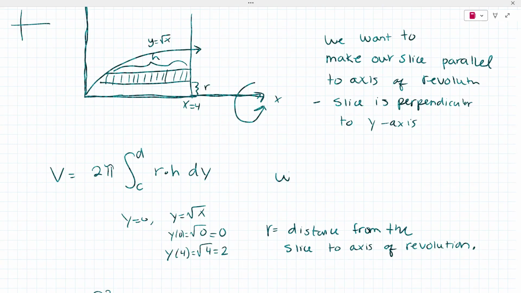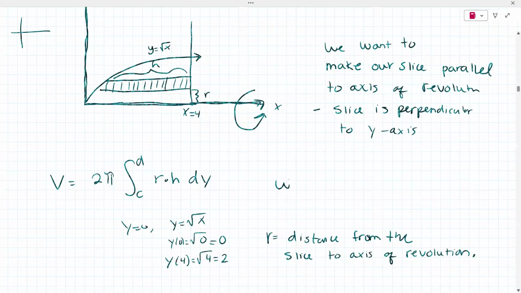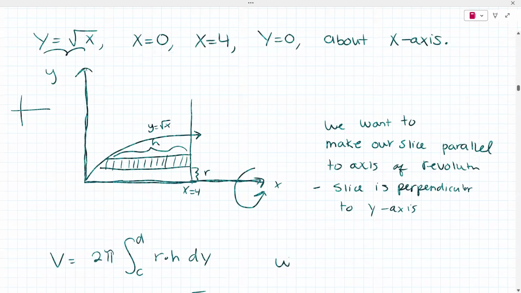So what is that going to be? It's going to be y minus this graph, 0. So it's y. My small r is going to be y minus x equals 0, so 0. That's my radius.